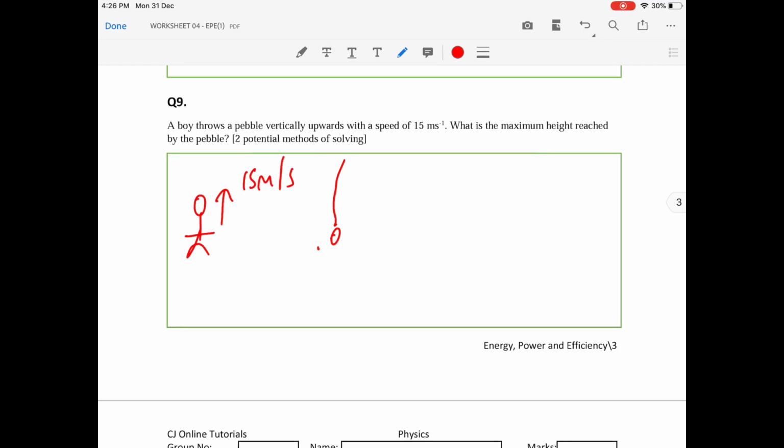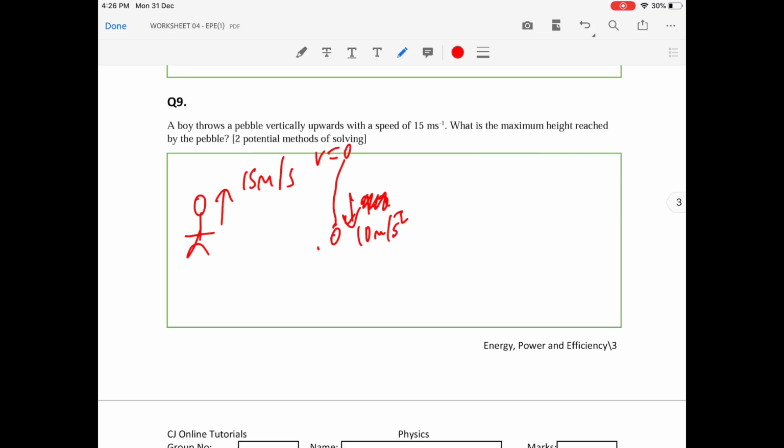The reason is the maximum speed is right when it leaves the hand. The reason why it gets slower is because there's a gravitational pull downwards, 10 meters per second squared. I like round numbers. The maximum height is when the velocity equals 0 at the top here. There are two methods of doing this, but I'm going to show you using the gravitational potential energy method.